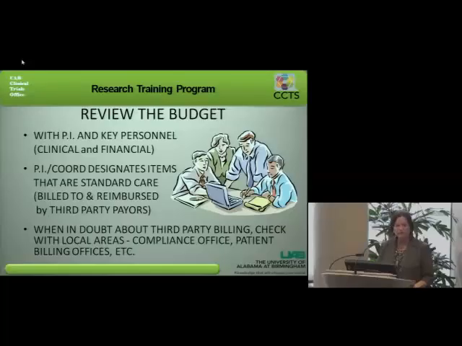If there is ever any doubt about whether something should be standard care, always feel comfortable in contacting your third-party billing group. You may check with local areas in terms of a compliance office or your patient billing offices. Any one of those would be a great resource for you to ensure that you're making the right decision on your standard care.